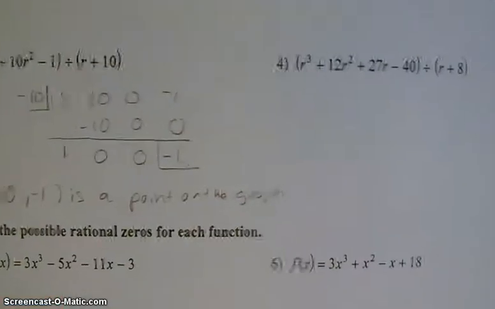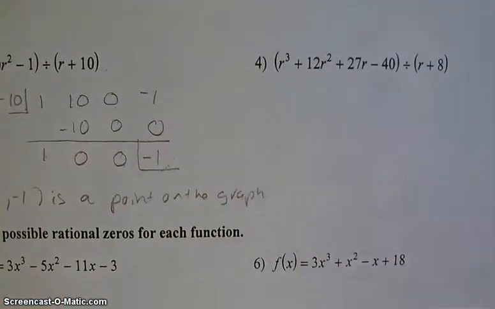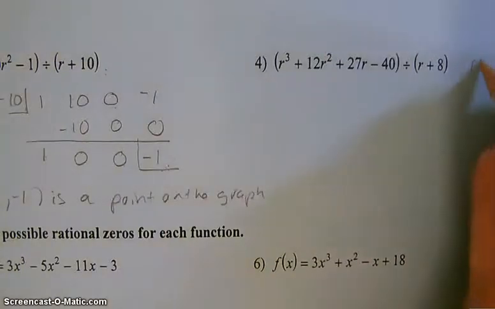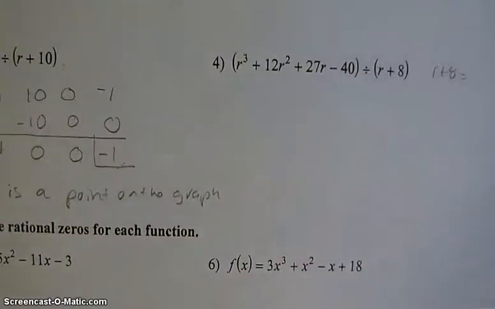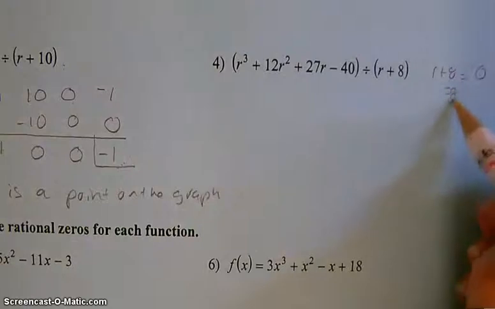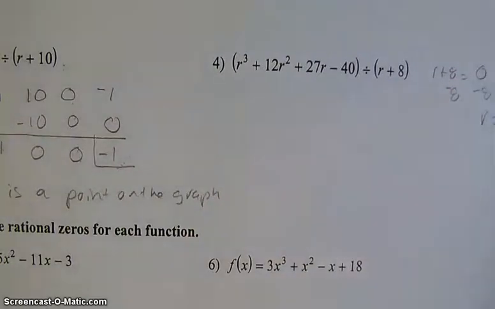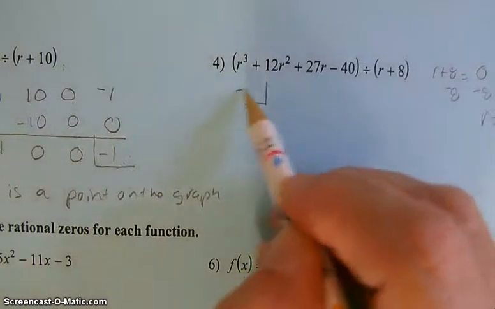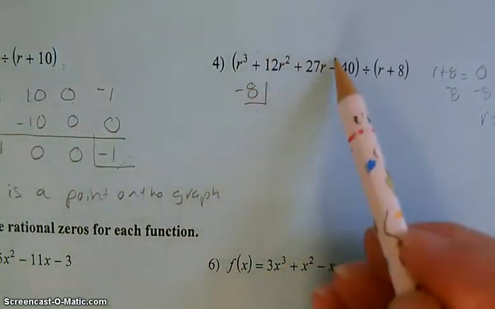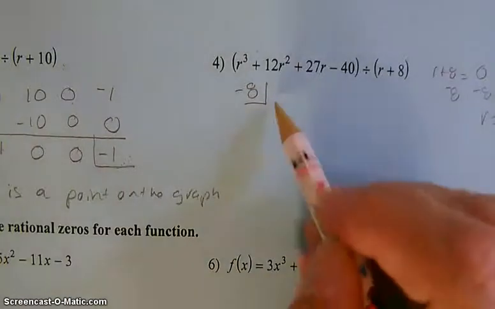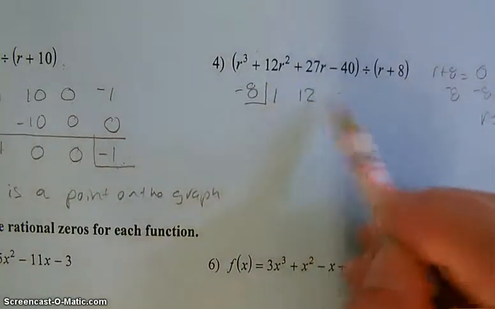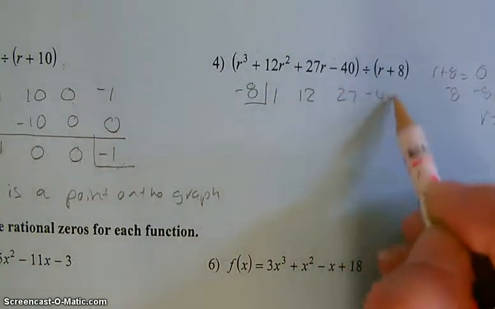Okay, I'm going to go ahead and do number 4 with you all, just to talk about that. So remember, we would set r plus 8 equal to 0. Subtract 8, I get r equals negative 8. So then I'm going to do my synthetic division, put negative 8. I have 3, 2, 1. I'm good on my coefficients. I don't need a placeholder, so I have 1, 12, 27, and negative 40.